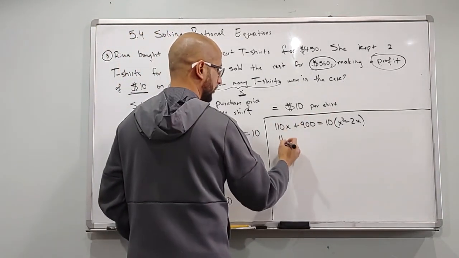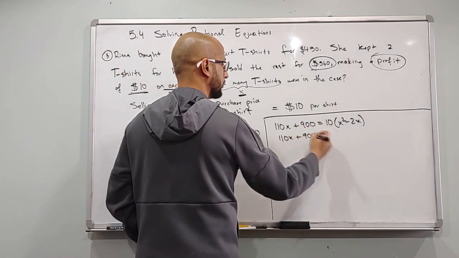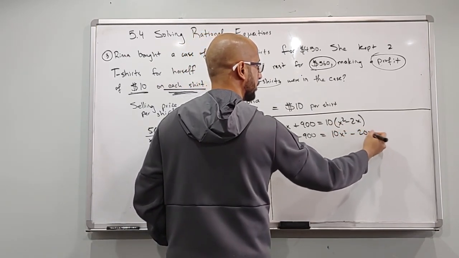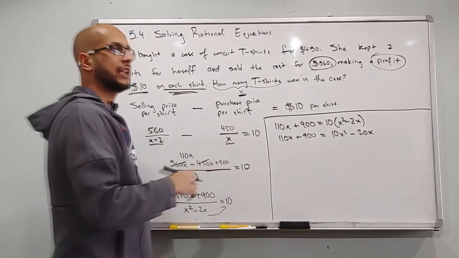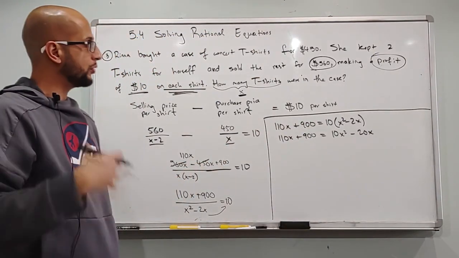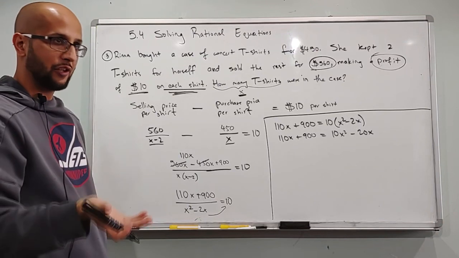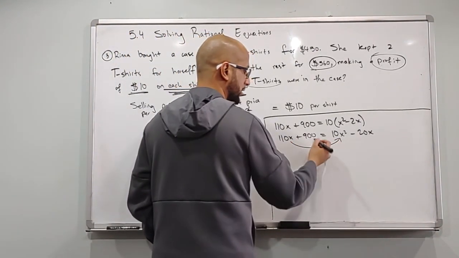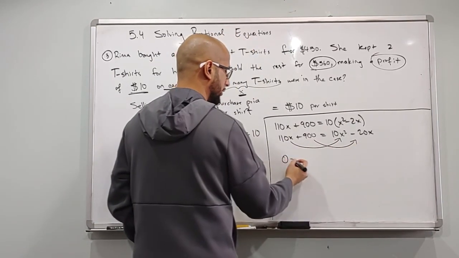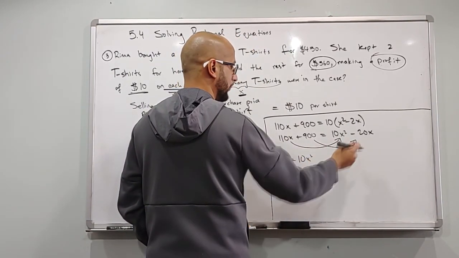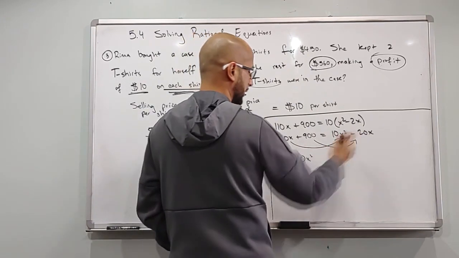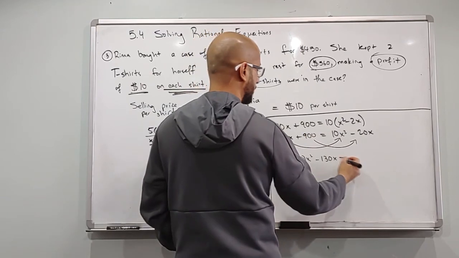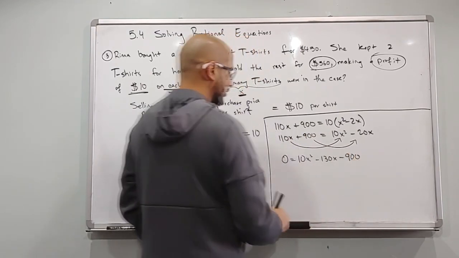Now I can simplify a lot of this. So that's 10x squared minus 10 times 2 is 20x. Put everything onto the same side, set it equal to 0, and put it into factored form if possible, and that's how we would solve a quadratic. So let's take 110x to the other side and take 900 to the other side. 0 is equal to 10x squared, then I have 110x being subtracted, so it'd be minus 130x. Take 900 to the other side, minus 900.